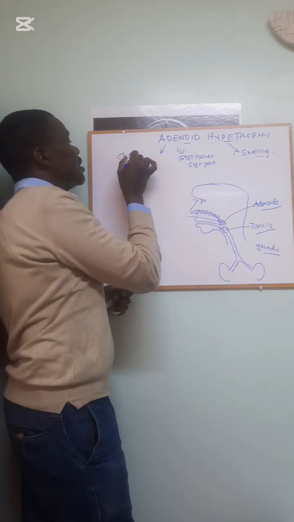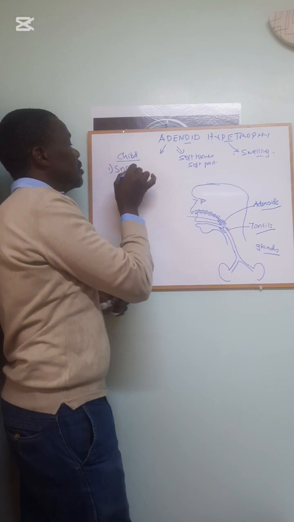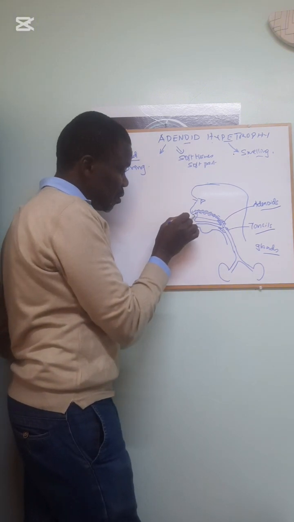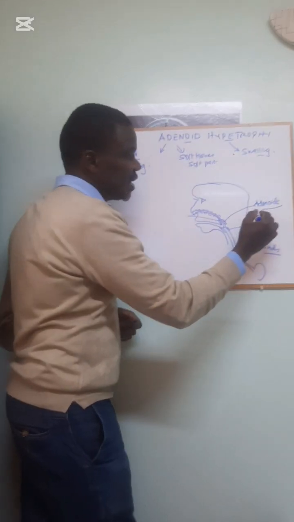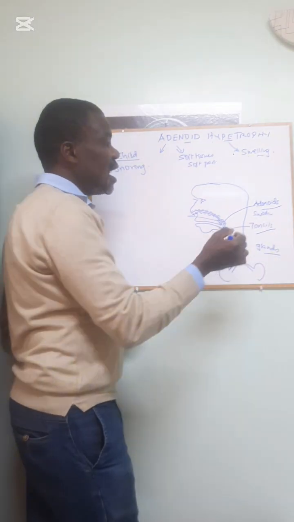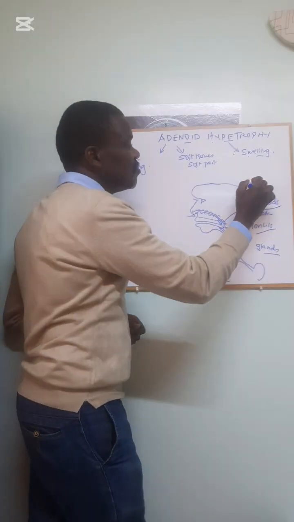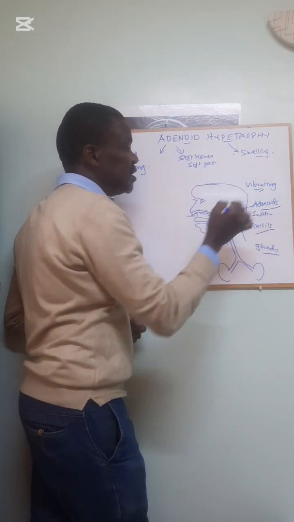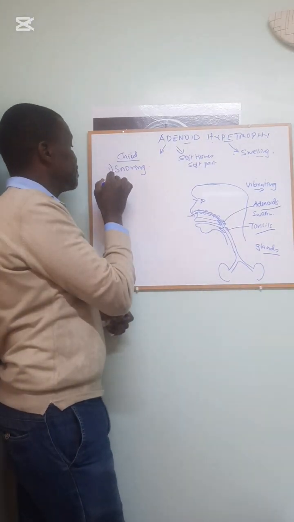So, we are looking at a child. Number one, will have snoring. Simply because when the child breathes through the mouth and air rushes through the adenoids, which are swollen, there will be air rushing through soft tissue that is swollen, and it will start vibrating. Now, when they vibrate, you get the sound of snoring.